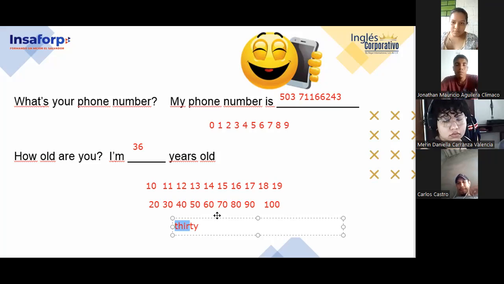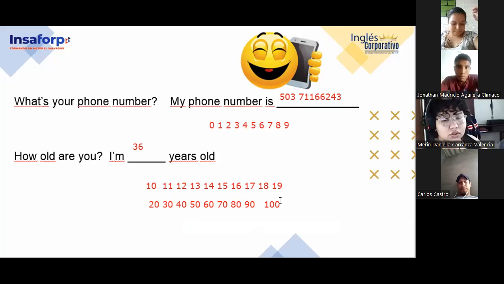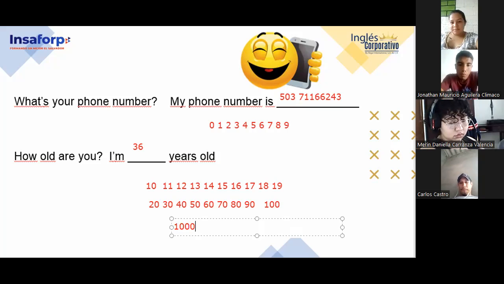Bueno. Ya que conocemos estos números, hasta 100, por el momento hasta 100, después de 100, ¿qué seguiría de 100 en 100? 200, 300, 400, 500, 600, 700, 800, 900, 1000. Cuando ya agregamos un número, ¿verdad? Ya sería un cero, perdón, will be 1000. Ese se escribe así. Okay.